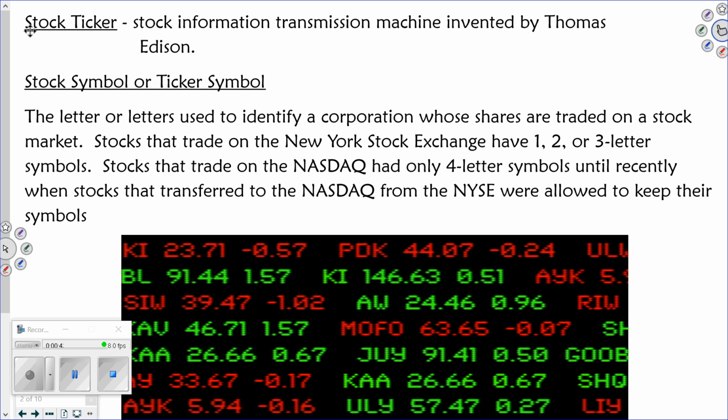And then the stock symbol, or ticker symbol, you can call it either way, and you guys had to look those up on Friday when you were doing your stocks. That's the letter or letters used to identify a corporation whose shares are traded on the stock market. If they are traded on the New York Stock Exchange, they'll have 1, 2, or 3 letter symbols. NASDAQ used to require 4 letters, but they've changed that recently, so if you switch from New York to NASDAQ, you can now keep your symbol. But they used to make you have 4. So if you see 4, you know it's not on the New York Stock Exchange, it's on NASDAQ.